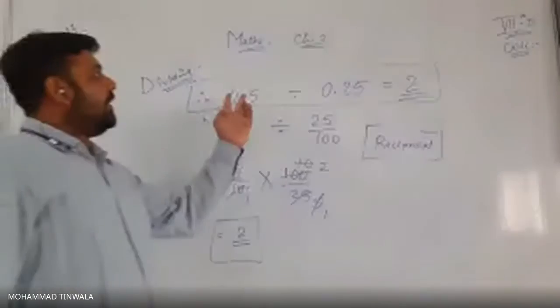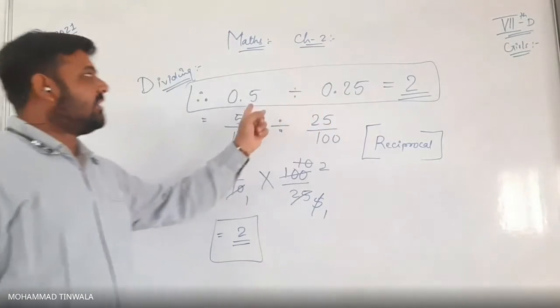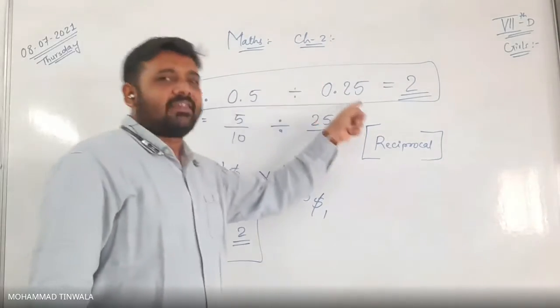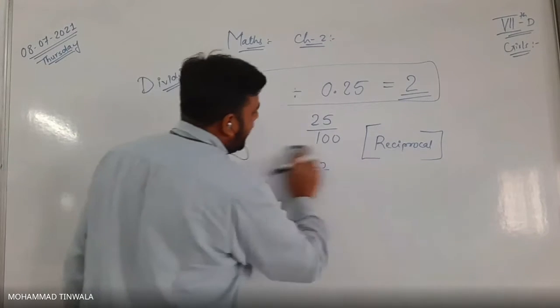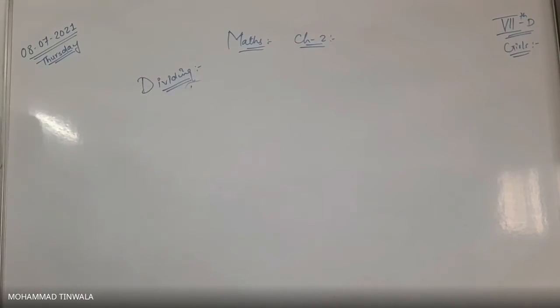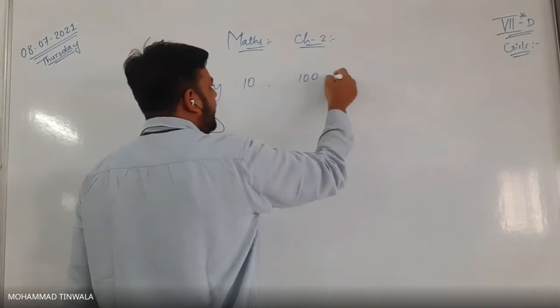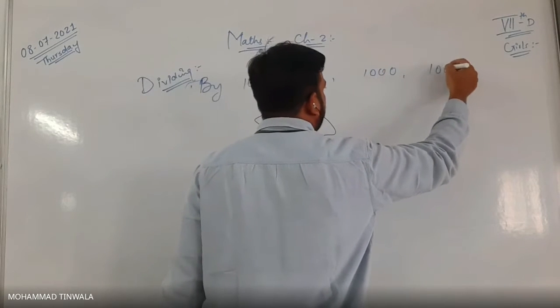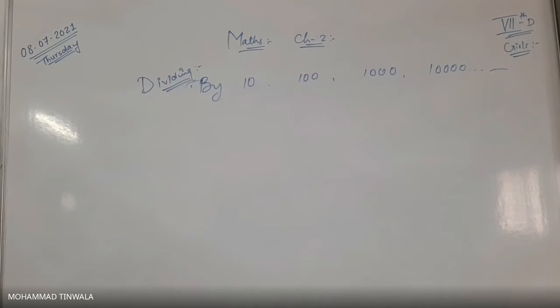I have shown you decimal divided by whole number. This example I have shown you, decimal divided with decimal. Is that clear? Yes, sir. Now dividing by 10, 100, 1000, 10,000, etcetera. That is what we have to learn. Dividing by 10, 100, 1000, 10,000 goes on. Okay? Yes, sir.